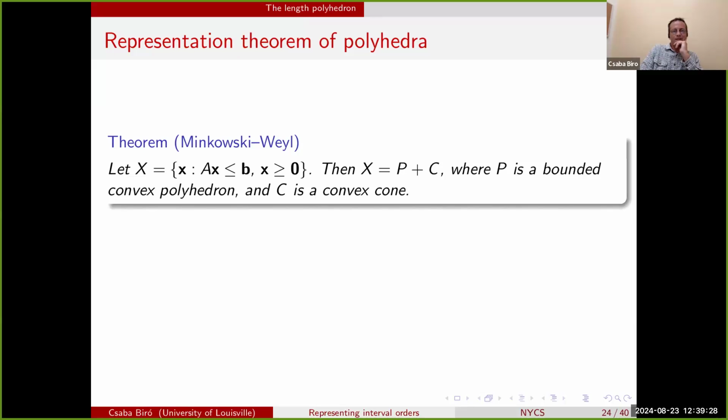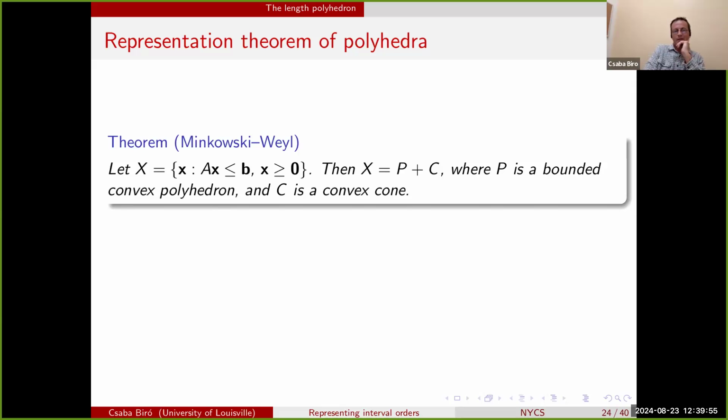So there's a representation theorem that's a very old theorem, I think, of polyhedra, which says that if you have a convex polyhedron that's described this way, a set of linear inequalities with non-negative variables. So this is how we actually defined a linear programming problem. We optimize over these vectors.